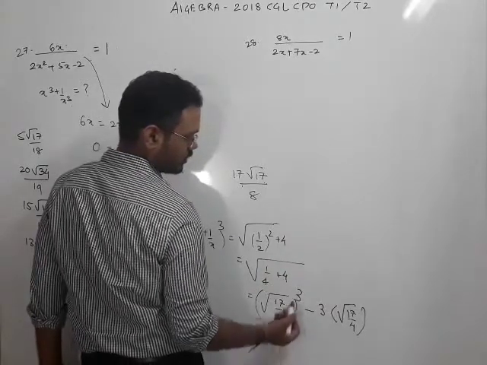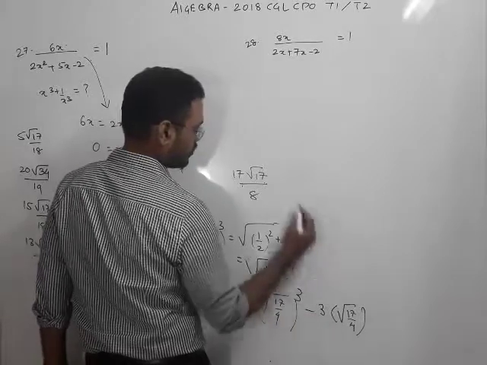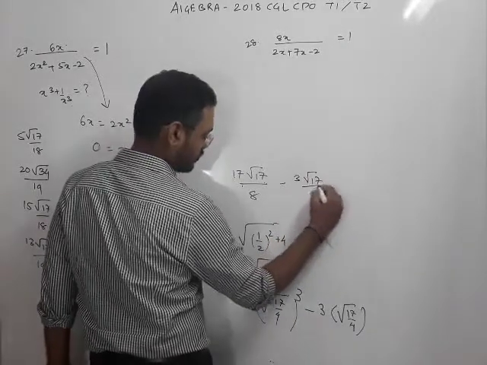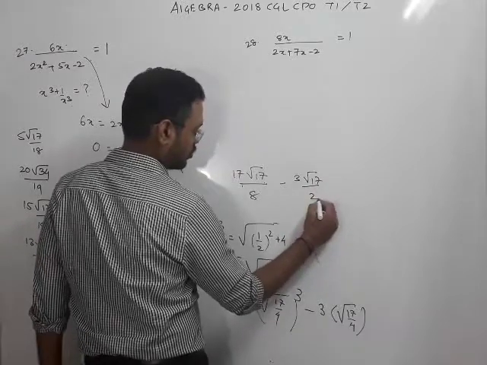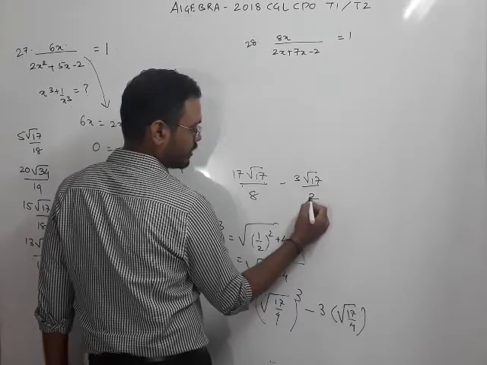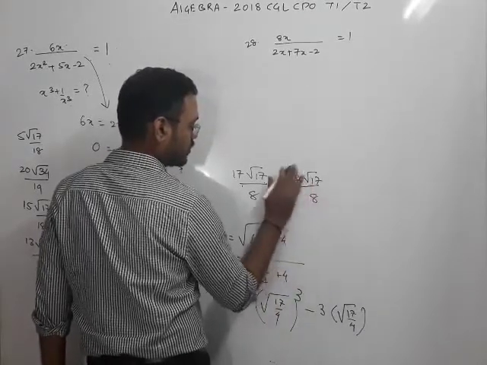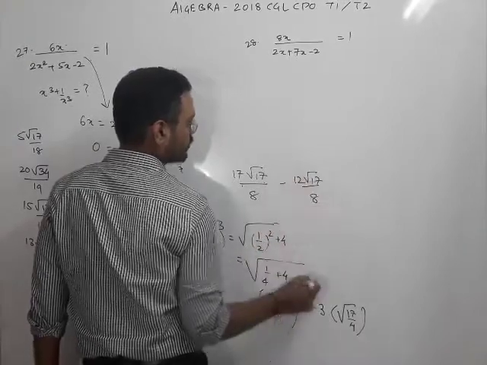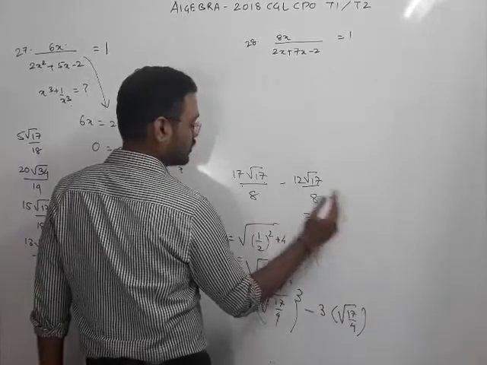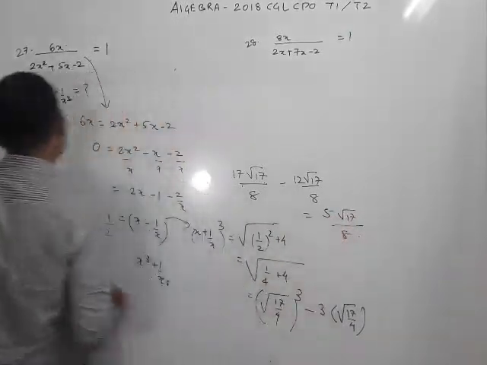Because root 4 is nothing else but 8 minus 3 root 17 by 2. So if I have to make it 8, I will multiply it by 4, which will be 8. This will be 12. So the answer will be 17 minus 12, which is 5 root 17 by 8.